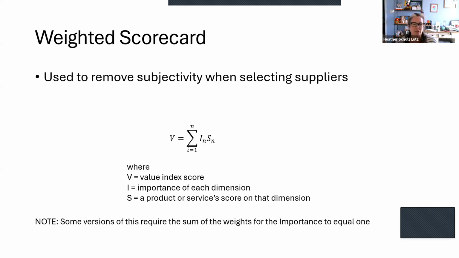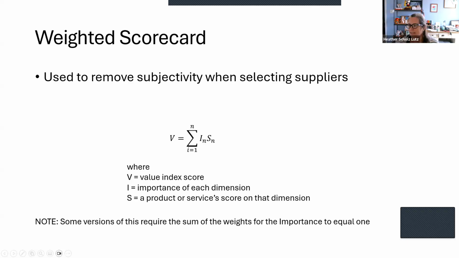Sometimes some versions require the sum of the weights to equal one for importance, and that's what I'm going to do for the example that we're using today. And sometimes, like I said, it's called a value index. So in that case, we're just seeing which product adds the most value to us. But the formula is all the same. Both of them are trying to remove subjectivity when you're making a decision.